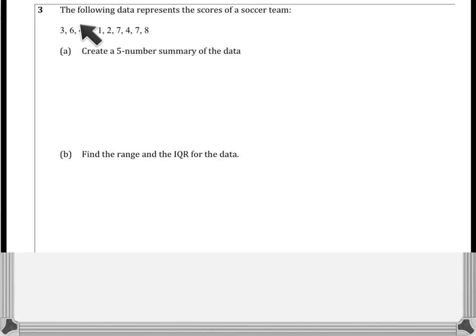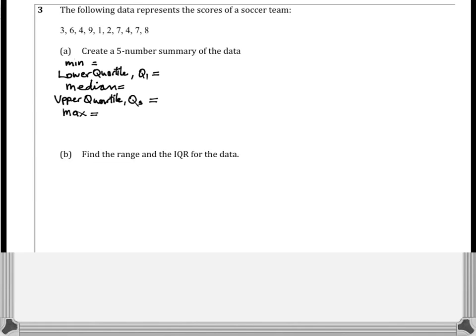Alright, next question. The following data represents the scores of a soccer team. So there's the number of goals of the soccer team. Now from that we have to create a 5-number summary of the data. So what are the main types of numbers that are in the 5-number summary? We've got the minimum, the lower quartile, the median, the upper quartile, and the maximum data value.